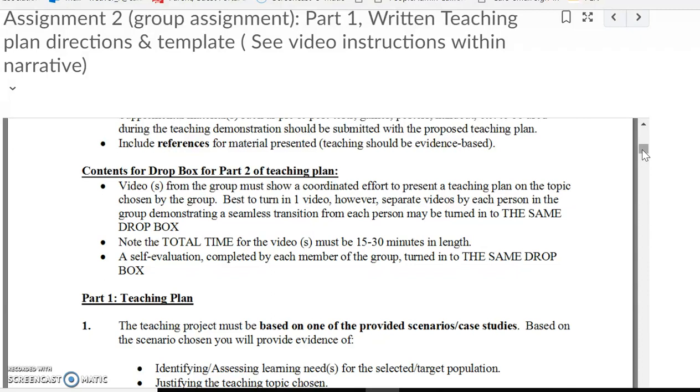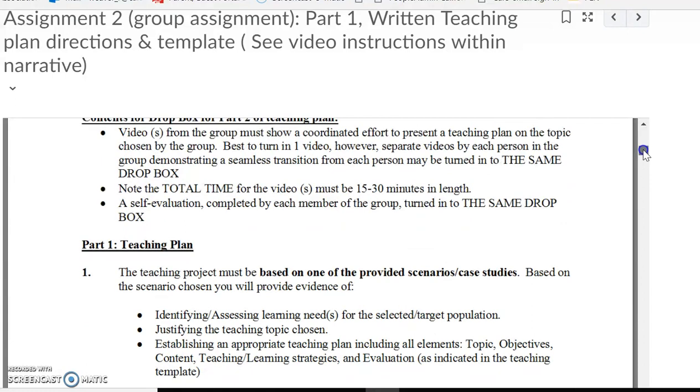All I ask is that you show some connection or transition. Like the first person's talking and they say, okay, so now my next classmate is going to talk about something else, and then you go to the next video so that it looks like it's all connected. The total time for the video should not exceed 30 minutes in length for all of the videos together. And then also there is a self-evaluation component to the video portion, which you'll see when I go over that.